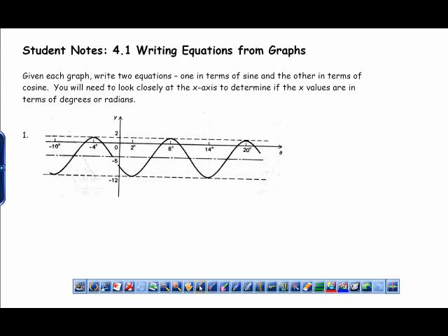Okay, so 4.1 video lesson, writing equations from graphs. Let's read these directions and then I'm going to remind you a little bit about sine and cosine graphs. It says, given each graph, write two equations, one in terms of sine and the other in terms of cosine.